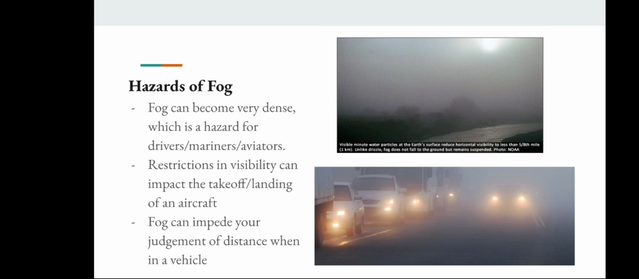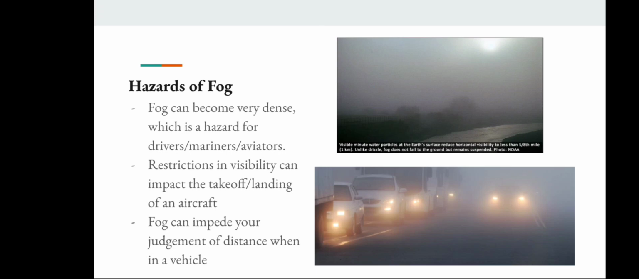So fog can become very dense, which can be extremely hazardous for drivers, mariners, and aviators. And the denser that the fog gets, the more hazardous conditions will become outside. For example, restrictions in visibility can impact the takeoff and the landing of an aircraft, or for those in a vehicle, fog can impede your judgment of distance when you are traveling on the road. The denser that the fog gets, it's harder to discern what's closer to you and what's farther away from you. So that's why, the denser the fog is, the more hazardous it becomes to drive on roads.